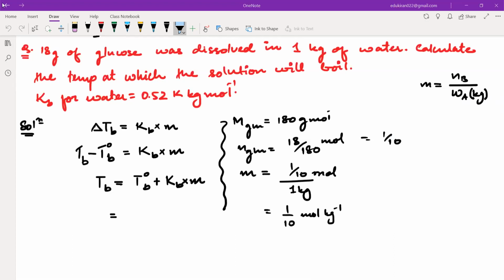Now have you all understood what will be the value for T naught B? Yes or no, please tell me. T naught B is what? It is the boiling point of solvent. What is the solvent here? Please turn the mic on and tell me, all of you, what is the solvent here? Water. Nida, Mansi, Hiba, Hamza.